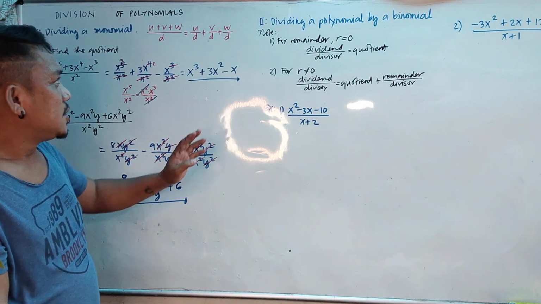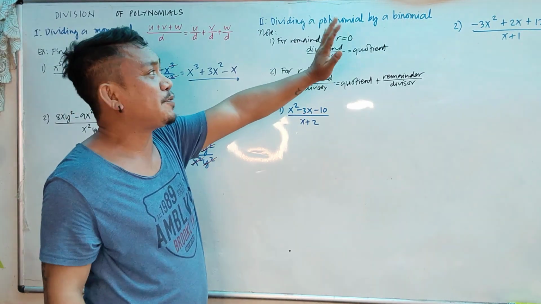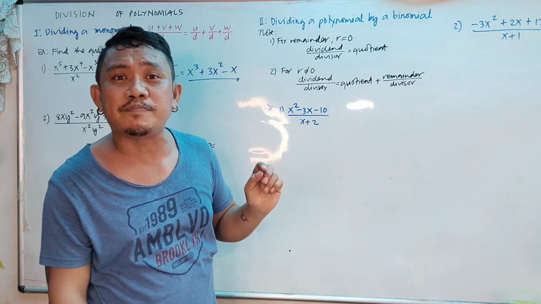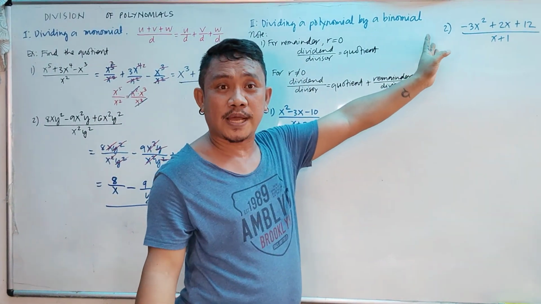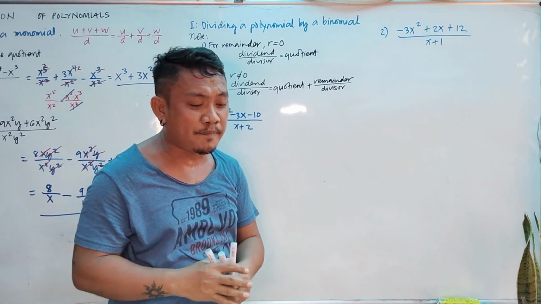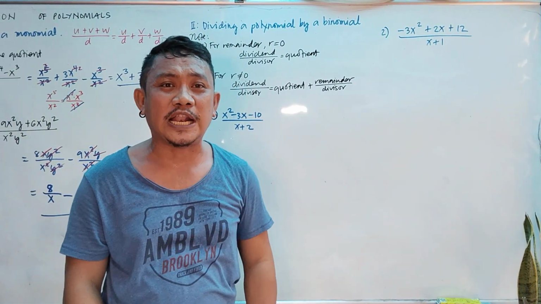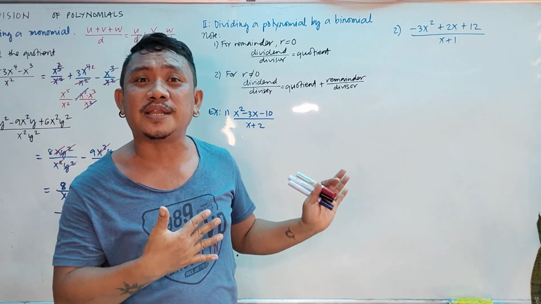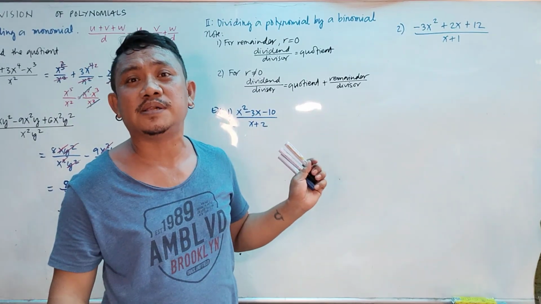Now, let's proceed to another type of division: dividing a polynomial by a binomial. We can solve this by the long division method. If you still remember the long division method from elementary, it is the same here, only now we have variables.